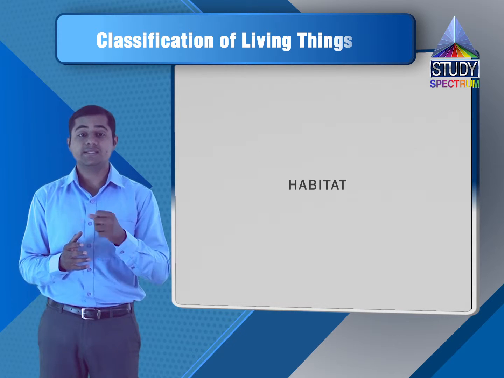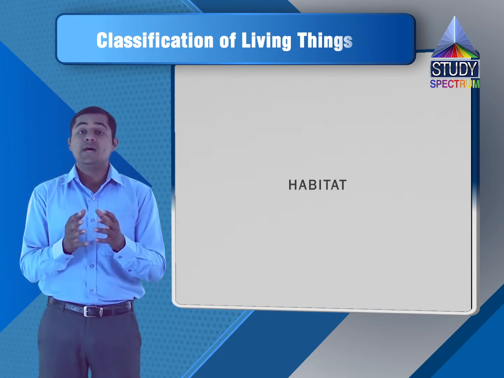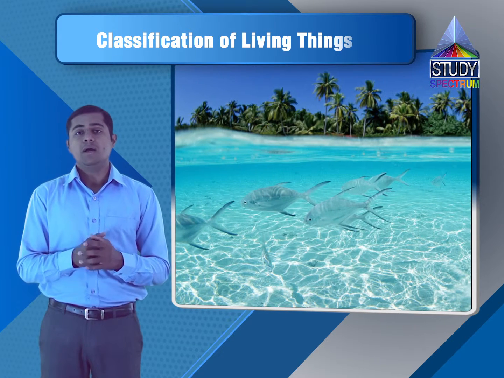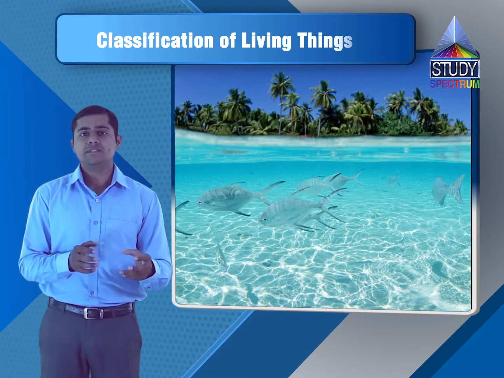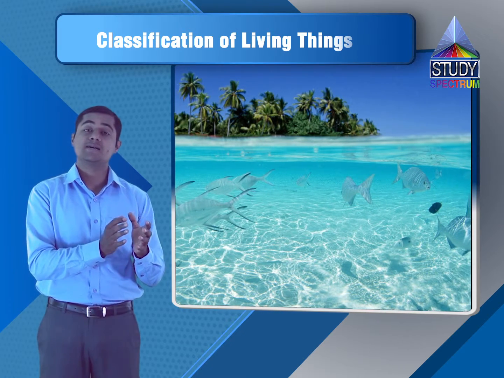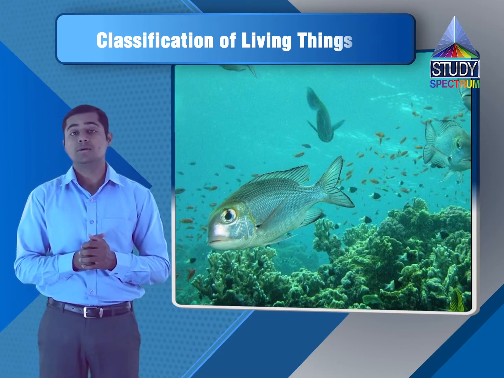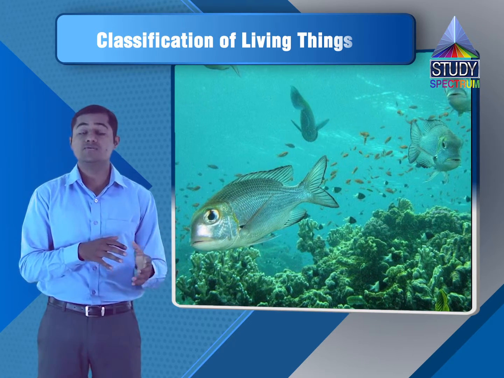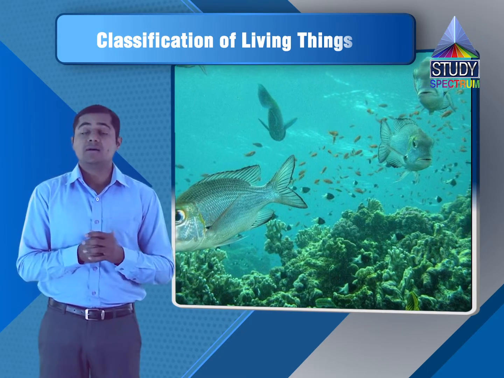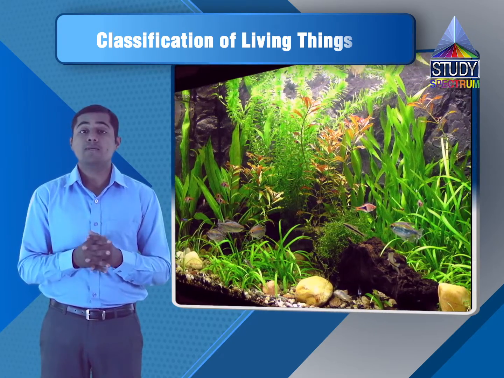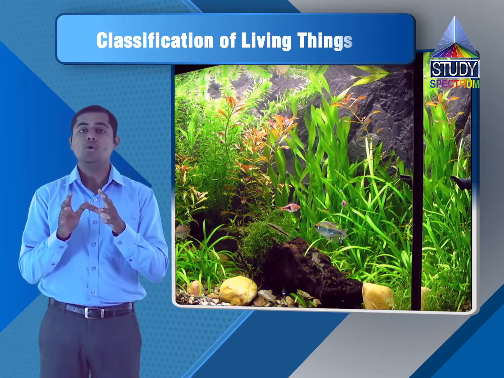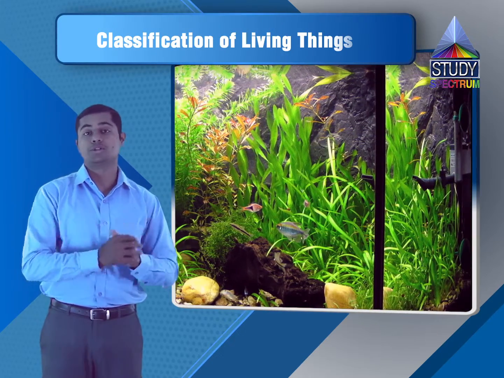Let's see the next criteria: where they live, what their habitat is. Have you ever imagined that fishes are walking on the road? No, right? Because fishes can only survive in the water. They live in the water. We see fishes in the rivers, we can see fishes in the sea. Even if we keep fishes in a fish tank, we first have to fill that tank with water. Without water, they cannot survive there. So fishes live necessarily in the water.